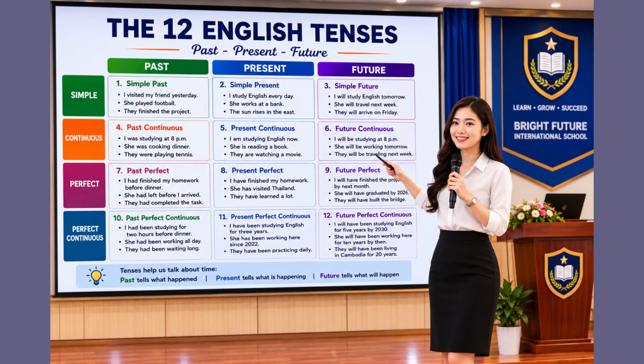For example, when I got to the station, the train had already left. The train left first, and then I arrived. The past perfect tense helps show the order of past events.